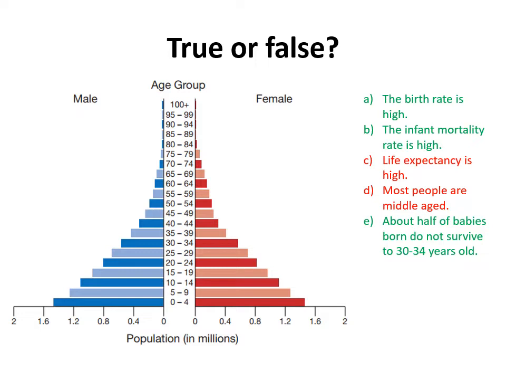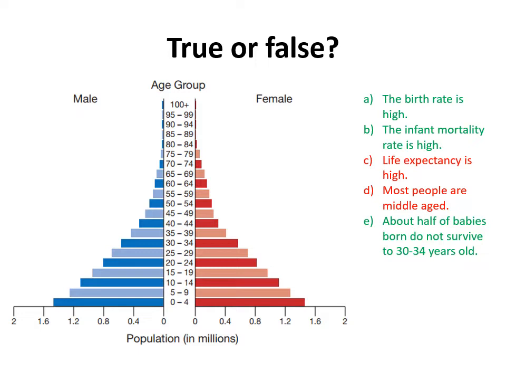C, life expectancy is high. No, it is not. Back to that last point, the fact that each bar drops so quickly. You can see that if we go back to the last point, in fact, let's do that together. About half of babies born do not survive to 30 to 34 years old. That's true. Half the population has gone by that age. This is a terrible situation for this country to be in. So no, life expectancy is incredibly short.